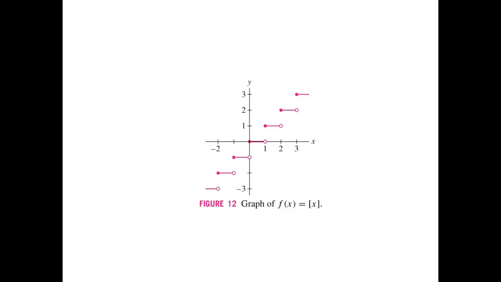Greatest integer in 0 is 0. Greatest integer in 0.7 is 0. The greatest integer in 0.9 is 0. But at 1, the greatest integer is 1. So you jump up to that.